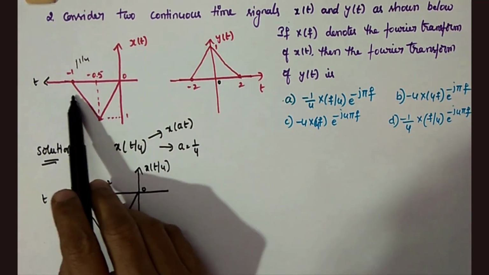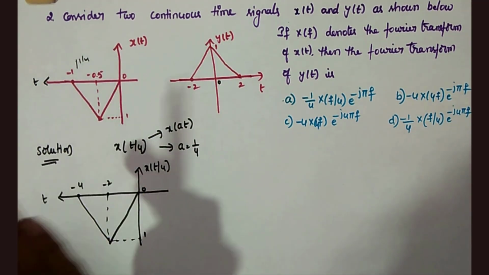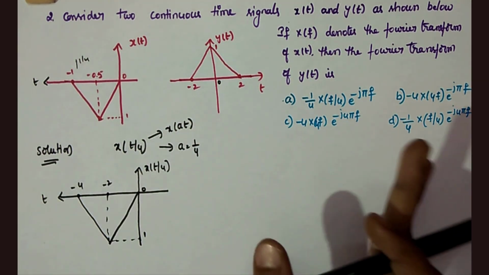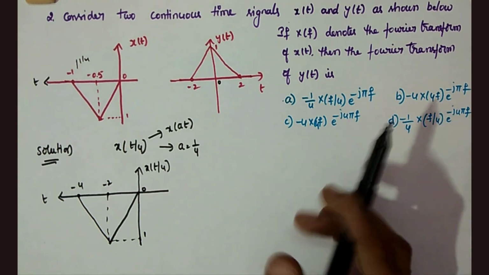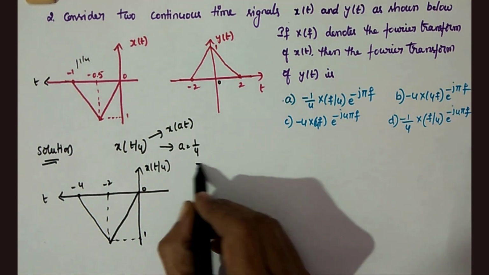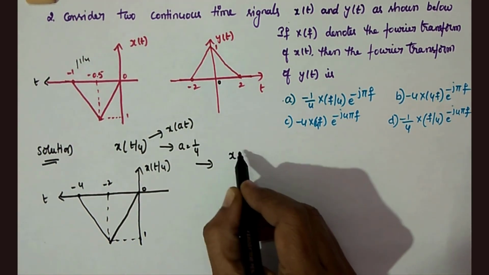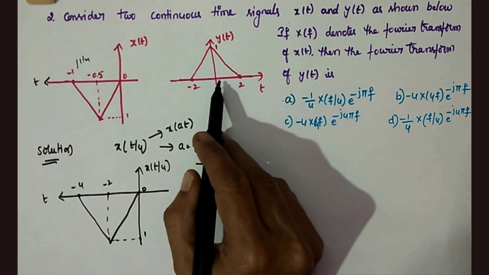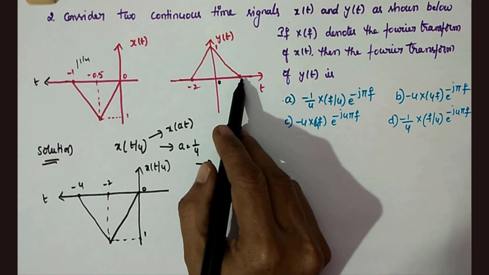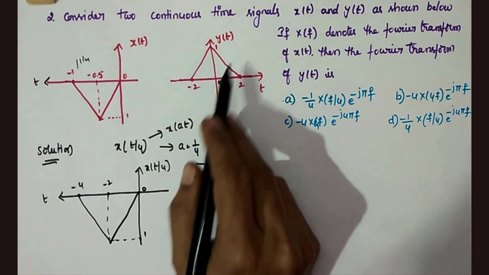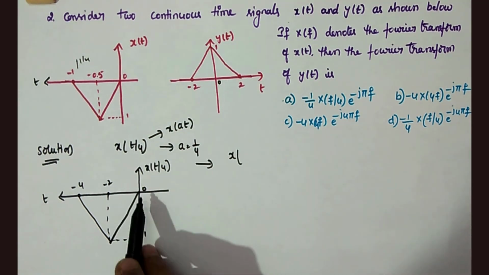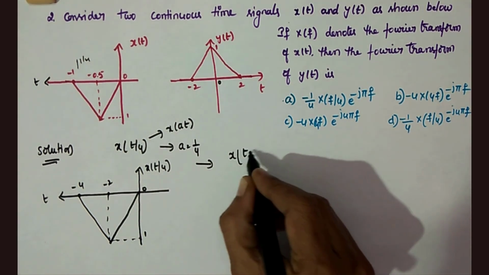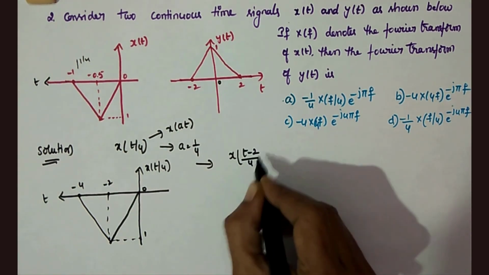So now to make your x of t symmetrical, what do you have to do? You have to shift your x of t to the positive portion. That is the reason. Now I'm going to draw it. How much do you have to shift? The signal should be shifted by 2 to get x of t like this. Here 0 is shifted by 2. Then x of t minus 2 by 4.